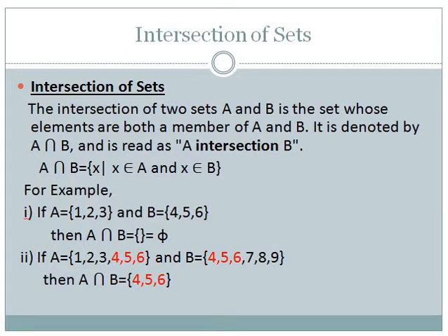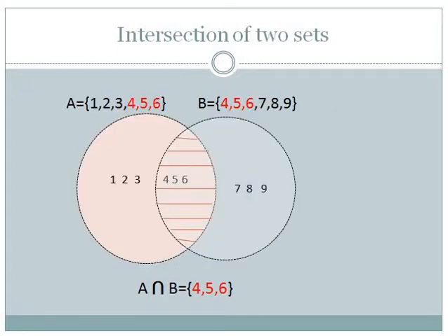Now how do we represent this by a Venn diagram? You have to draw a circle for A and a circle for B, and the intersection part is shaded to represent the intersection of sets A and B.